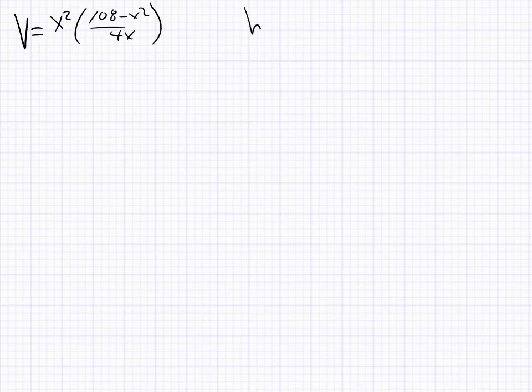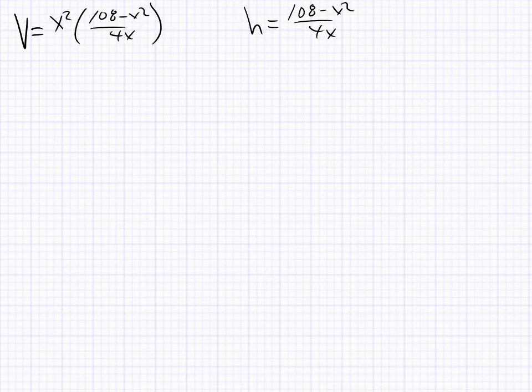So what we had is this equation, that the volume was equal to x squared times (108 minus x squared) over 4x. That came from the fact that we solved the surface area equation for h, and that h was equal to (108 minus x squared) over 4x. And we use this secondary equation to help us with our primary.